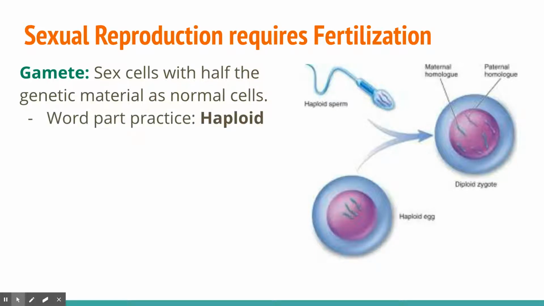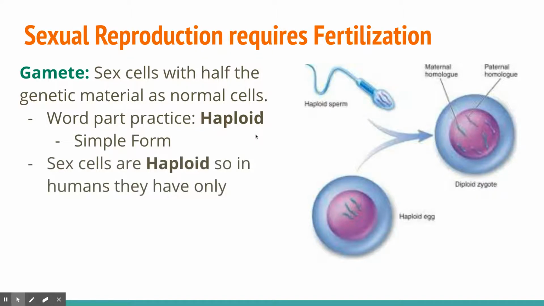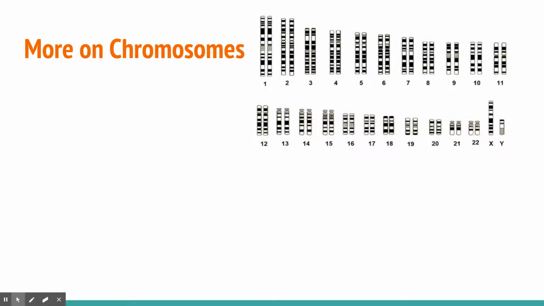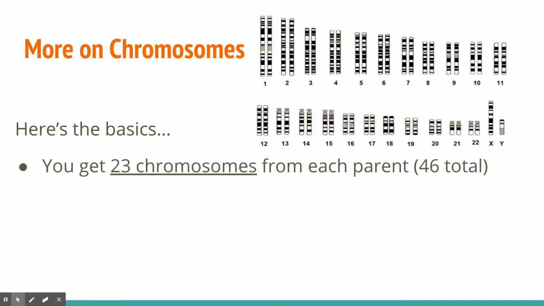And then, for your word part practice, we have this word haploid. So haploids are sex cells in humans. They have 23 chromosomes. And then zygotes are a combination of two gametes. So the sperm and the egg. So then we have 46 chromosomes because 23 plus 23 or 23 times 2, whatever you want to do, equals 46. And then here are the basics on chromosomes.